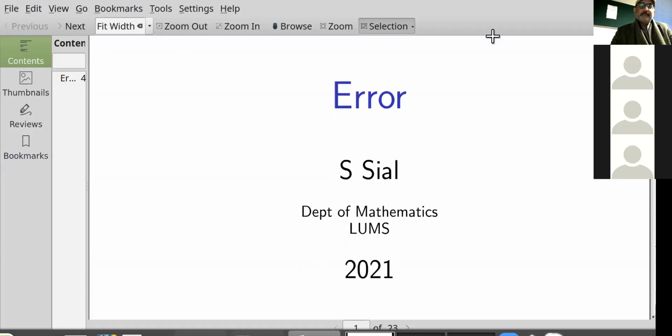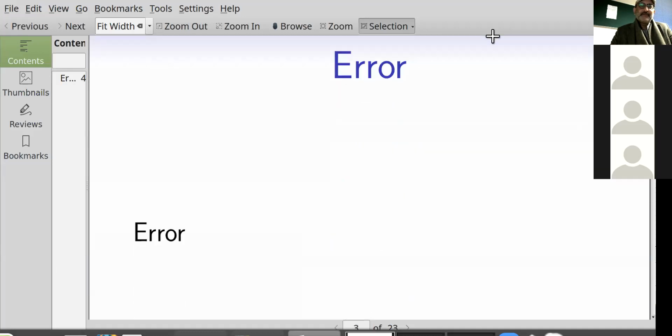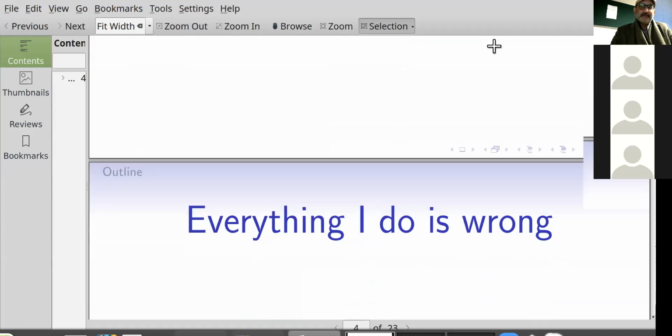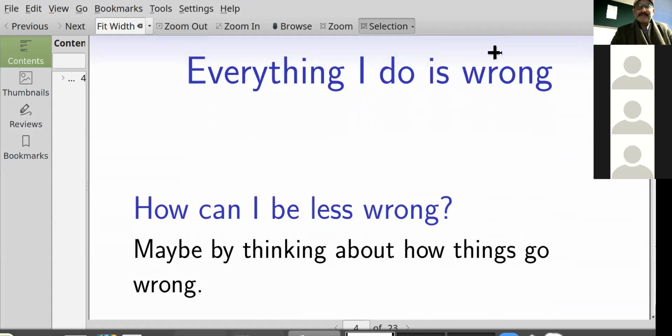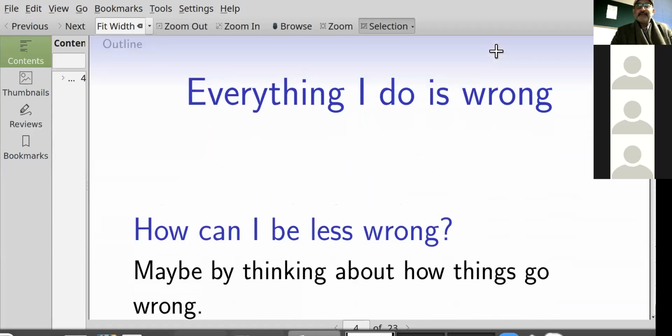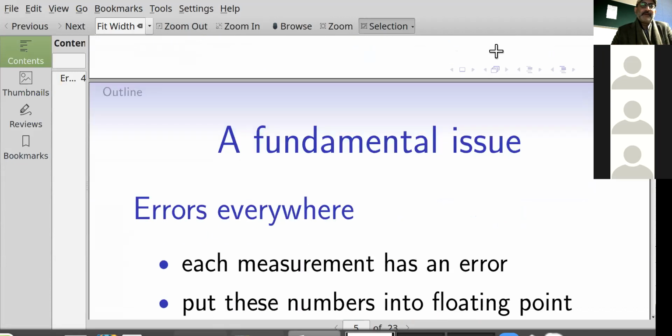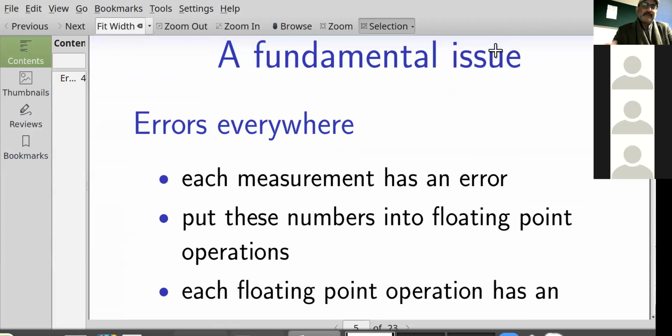Okay, so first we're going to define a few things related to the notion of error. Let's admit something: everything that I do is wrong when it comes to numerical computation. What we hope to do is to be a little less wrong. And if we think a little bit about error, it helps us to be a little less wrong when we're doing numerical work. And error is not something that we can avoid.